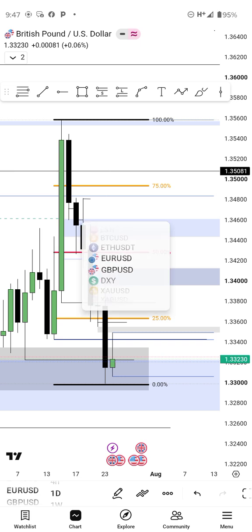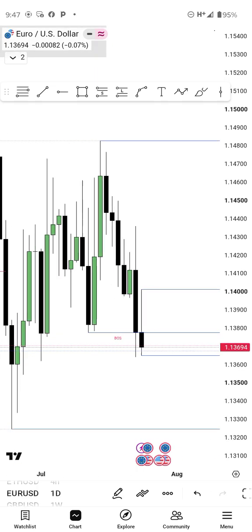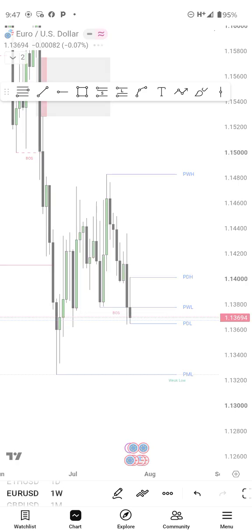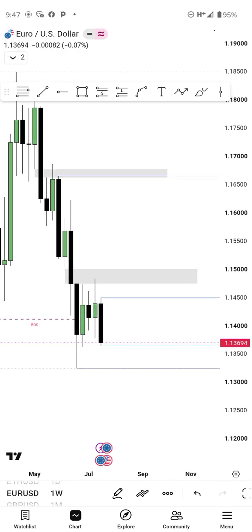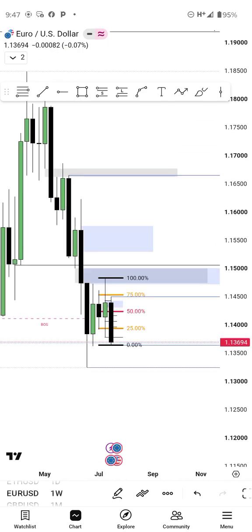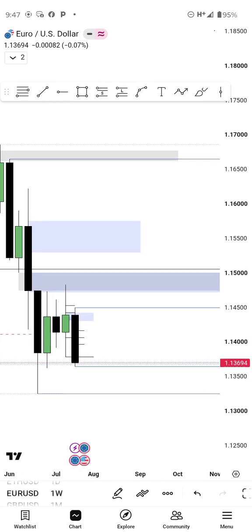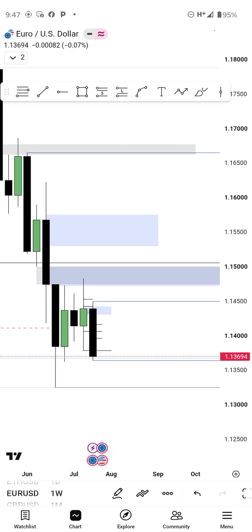Let's go to Euro USD. Euro USD in the weekly time frame. You see we have an order block here and a fair value gap. Euro USD traded into it and reversed. And right now we closed below the order block, the up close candle.